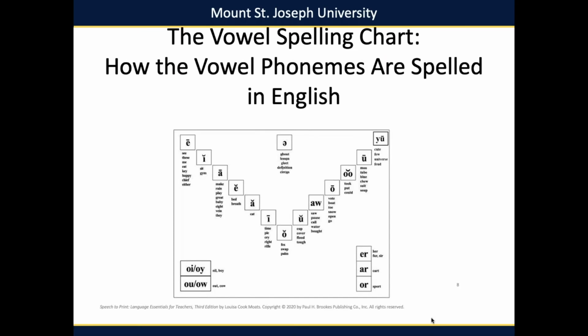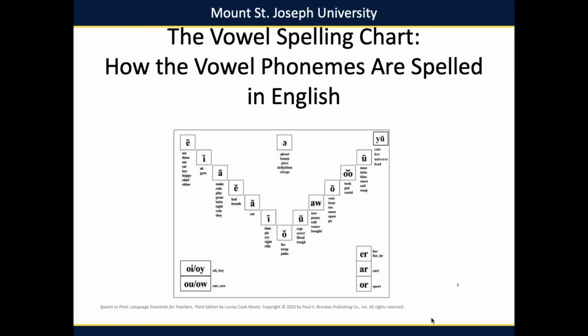In Speech to Print, Dr. Louisa Moats expands her vowel chart to include the letters that can represent each vowel sound. She has placed keywords under each vowel sound, so you can see examples of how the sound can be represented with letters when the sound occurs at different places within a word. For example, there's really only one way the short A sound is represented, and that is with a single letter A. But look at all the ways the long A sound can be represented.